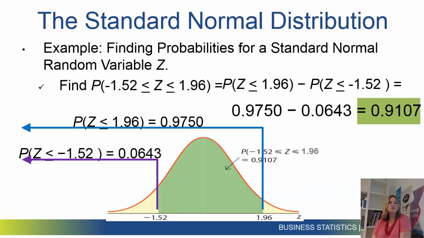Okay, so in this example we want to determine the probability between two z values, specifically between negative 1.52 and 1.96. To do this, we calculate the probability for 1.96, then subtract this from the probability for negative 1.52, and that gives us the probability value in between. You can see this calculated on the slide.